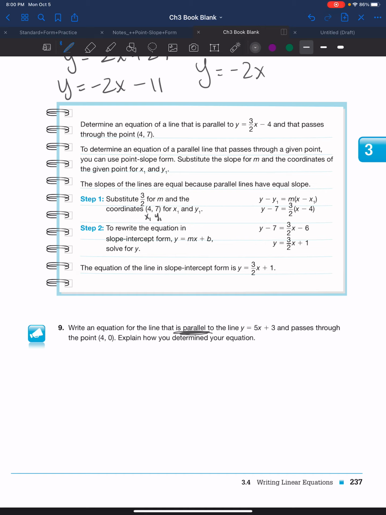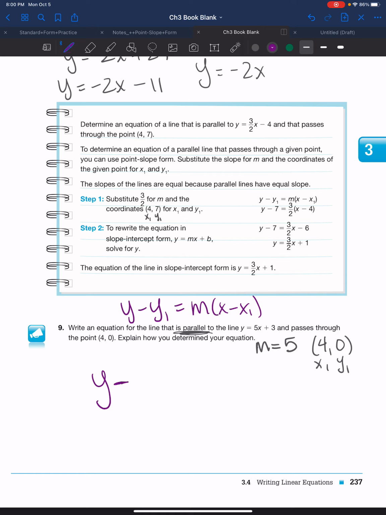The two things that I know I'm going to need: I need the slope, which, since it's parallel, is the same slope that I'm using. And I use the point (4, 0). That's my x1, y1. Now we're going to plug that into point slope form. So when I start writing my point slope form, I start with y minus, the y1 is 0. Then the slope is 5, parentheses, x minus 4, and then I close it.